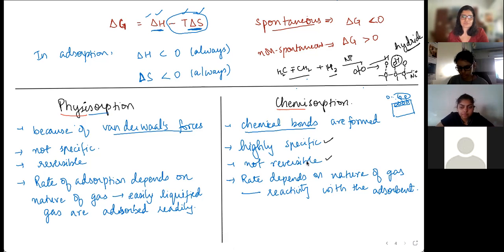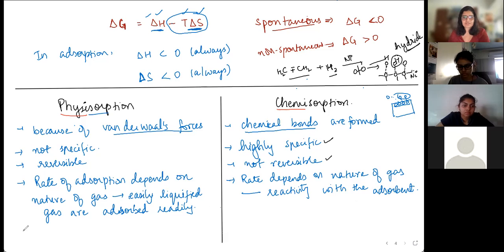Okay, so it's specific and not reversible. The rate depends on the reactivity, the nature of the gas, but specifically how reactive it is with this specific adsorbent, not general reactivity. How is it reacting to this adsorbent? That's what it depends on.